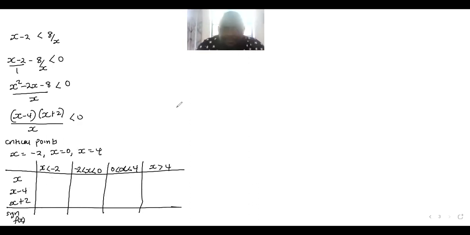Yes, Habib, your hand is up. Teacher, I beg your pardon, why is x equal to 0? I assume there is a factorization of x minus 0 down here. Remember, we get critical points by equating all the linear brackets to 0. So if you equate all the linear brackets to 0, you attain x is 0. Okay? Yes, thank you, teacher.